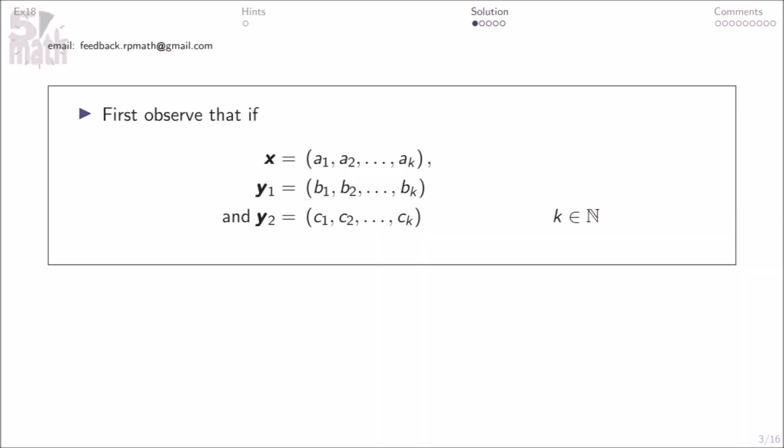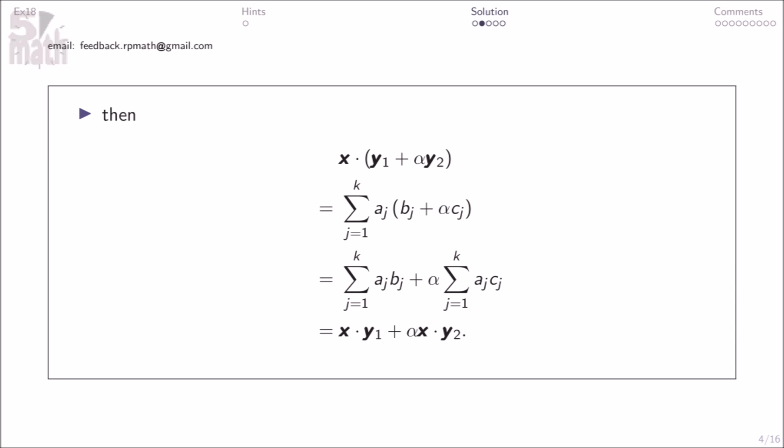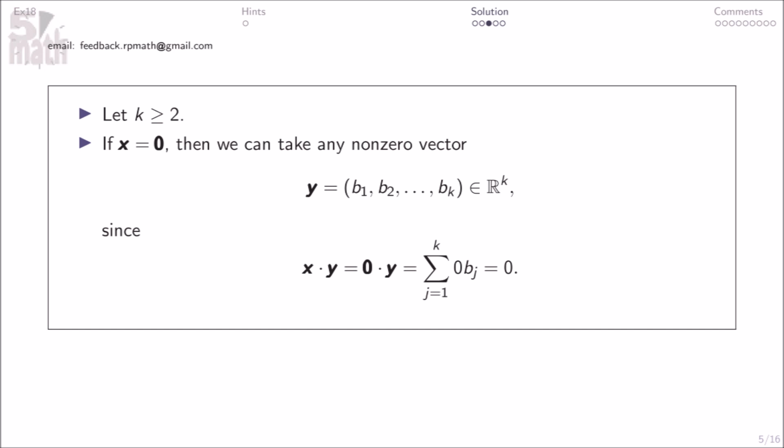First, observe that if x equals (a1, a2, ..., ak), y1 equals (b1, b2, ..., bk), and y2 equals (c1, c2, ..., ck), k an element of the natural numbers, then x dot (y1 plus alpha y2) equals x dot y1 plus alpha x dot y2. Let k be greater than or equal to 2. If x equals 0, then we can take any non-zero vector y in Rk, since x dot y equals 0.